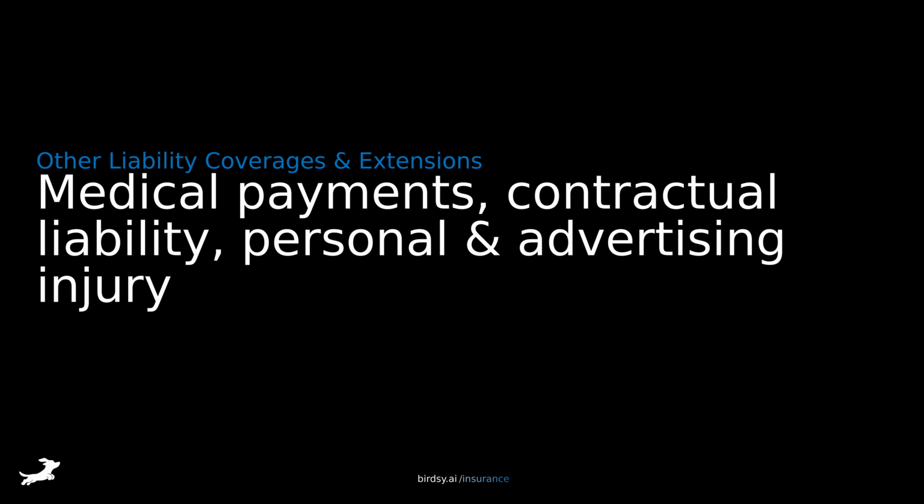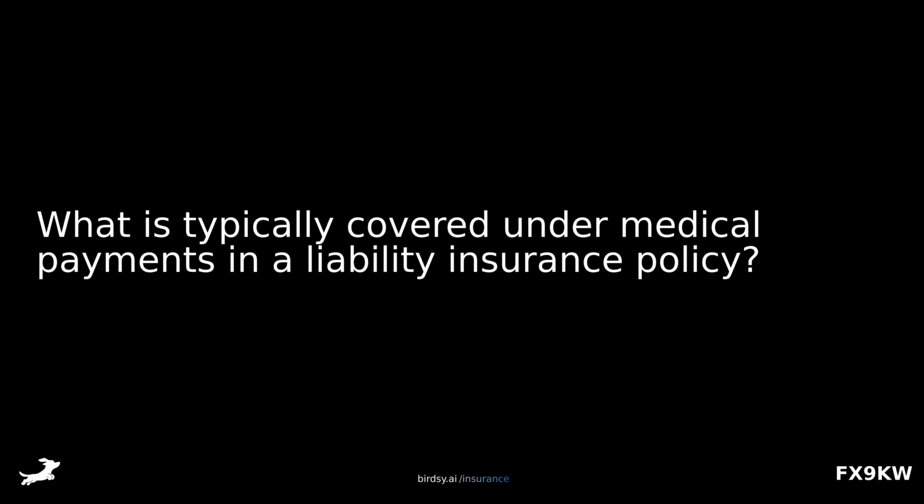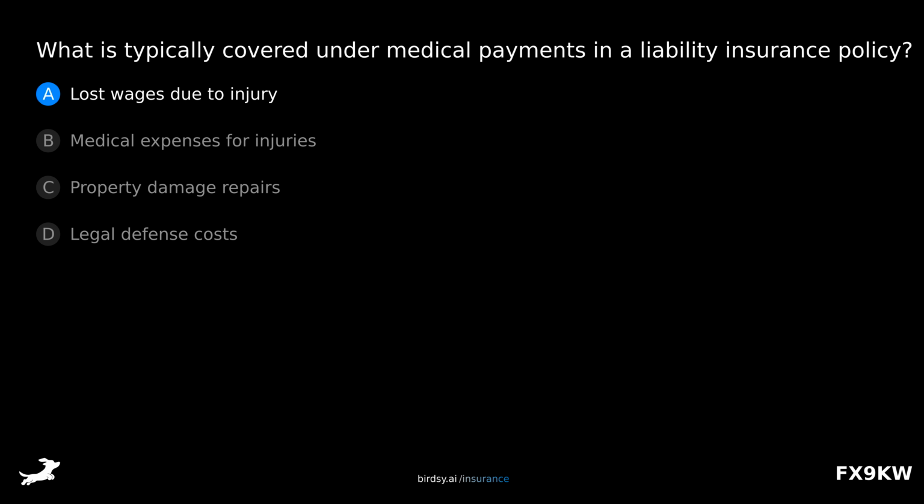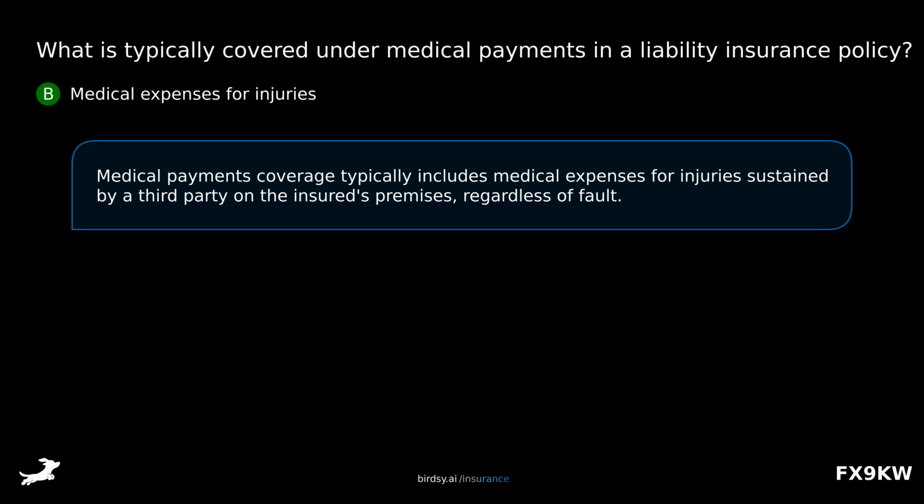Medical payments, contractual liability, personal and advertising injury. What is typically covered under medical payments in a liability insurance policy? Is it A, lost wages due to injury, B, medical expenses for injuries, C, property damage repairs, or D, legal defense costs? The answer is B, medical expenses for injuries. Medical payments coverage typically includes medical expenses for injury sustained by a third party on the insured's premises, regardless of fault.